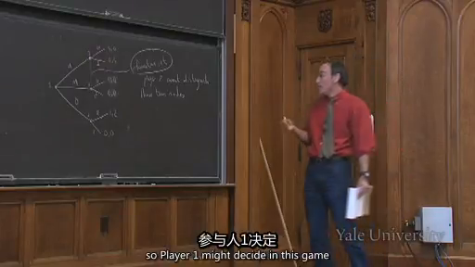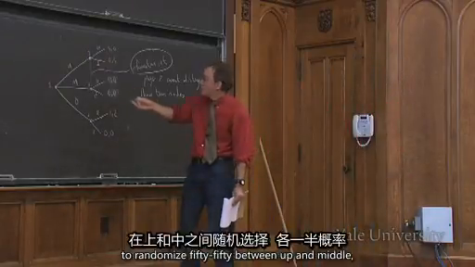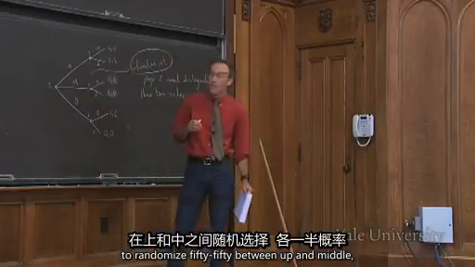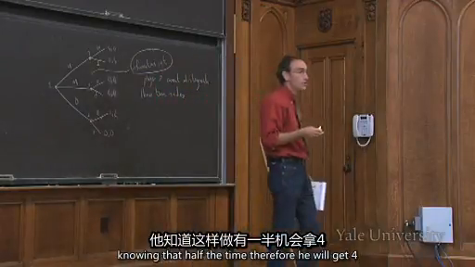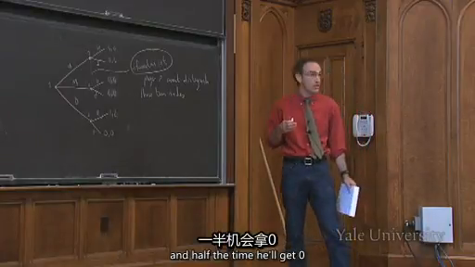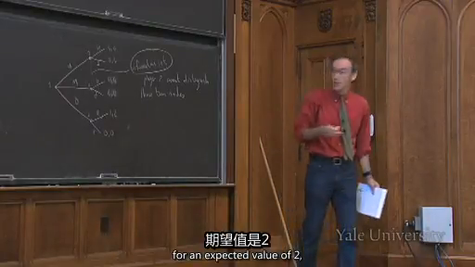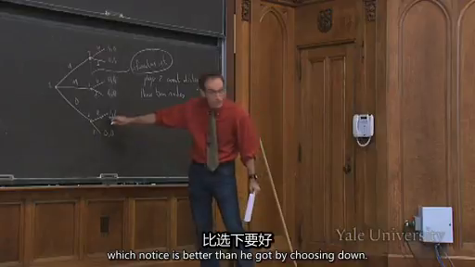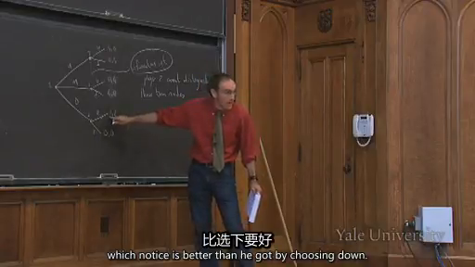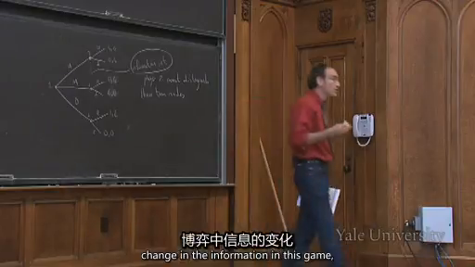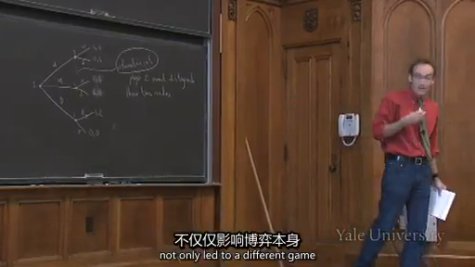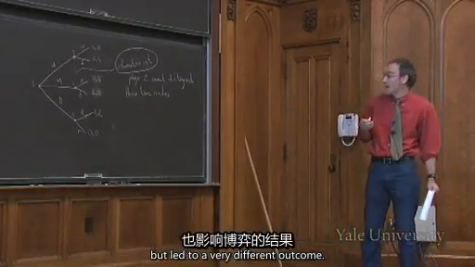Said again, player 1 might decide in this game to randomize 50-50 between up and middle, knowing that half the time, therefore, he will get 4, and half the time he'll get 0, for an expected value of 2, which notice is better than he got by choosing down. So this change in this game, changing the information in this game, not only led to a different game, it led to a very different outcome.